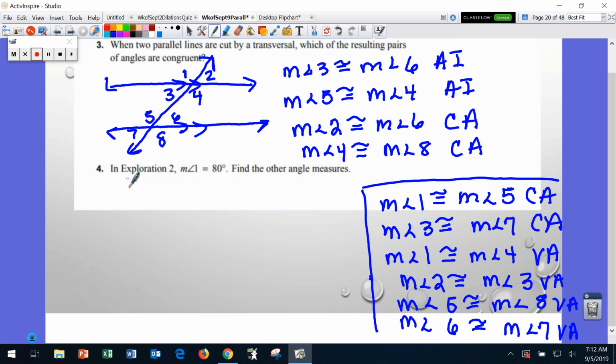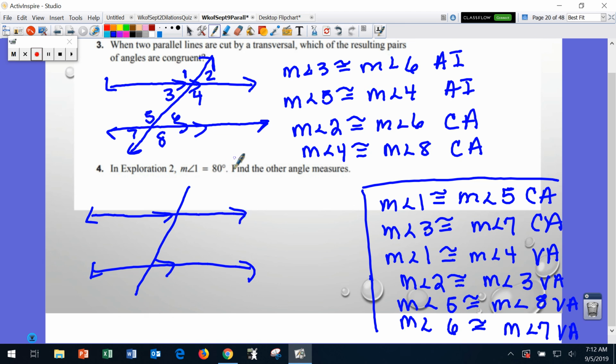The second question says, in exploration 2, the measure of angle 1 is 80. Find the other angles. So I'm going to go ahead and just draw this again. I'm going to draw my parallel lines, and I'm going to stick the transversal right here. And you notice I put the marks for parallel so that anybody that reads this knows that these are parallel lines. So I'm going to name these angles 1, 2, 3, 4, 5, 6, 7, and 8.